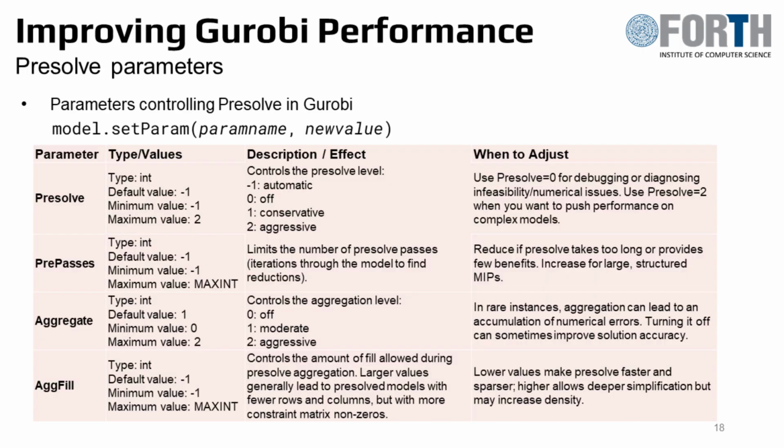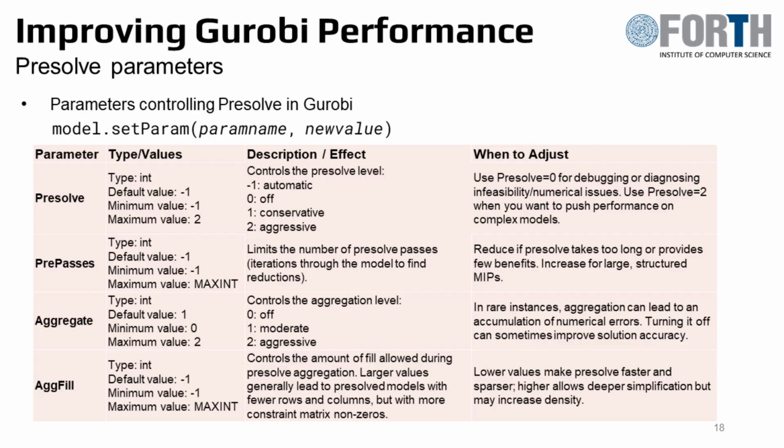Gurobi provides parameters that control presolve behavior. The parameter called Presolve controls the overall presolve level. A value of -1 lets the solver decide automatically. 0 disables presolve. 1 applies conservative reductions. 2 applies more aggressive reductions. Setting Presolve to 0 can be useful when debugging infeasibility or investigating numerical behavior. Setting it to 2 may help on complex models, but should be validated experimentally.